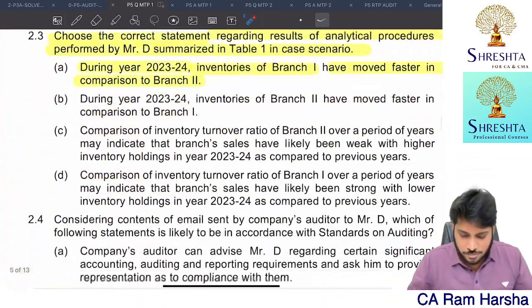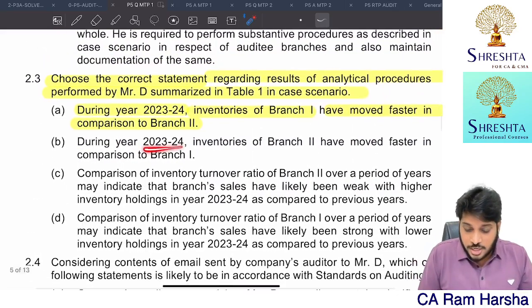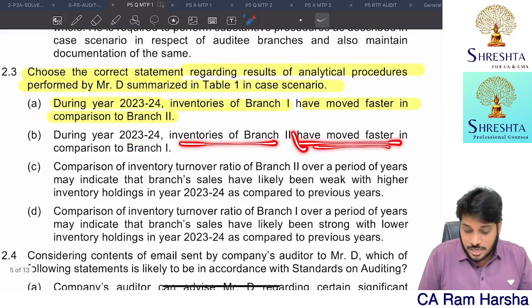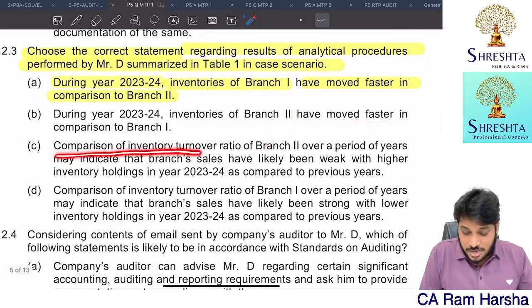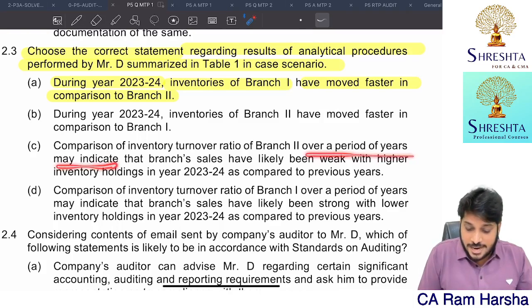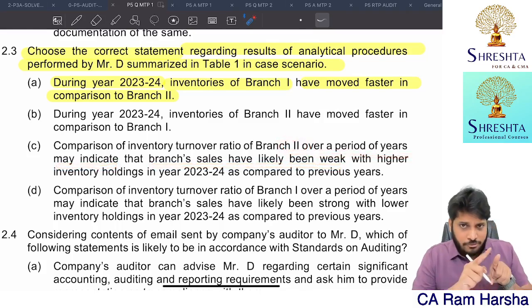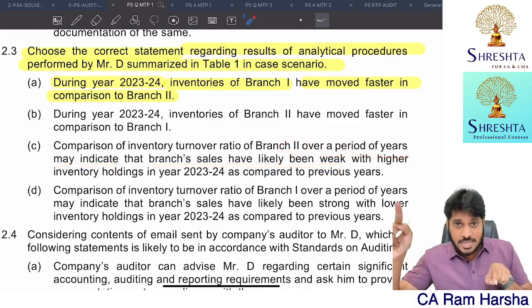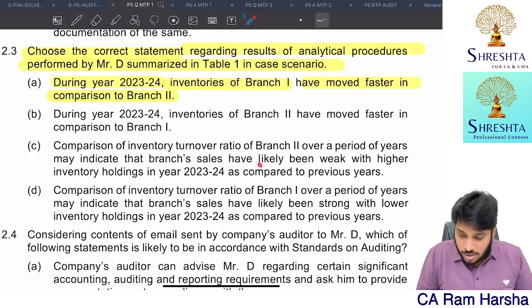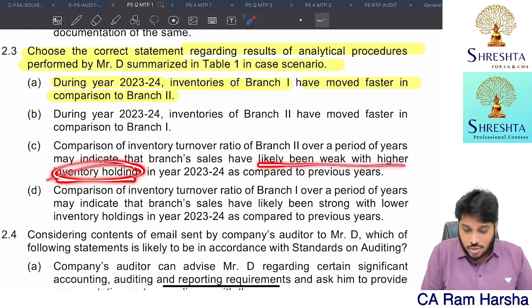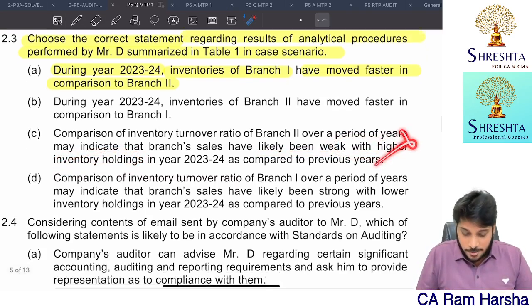We'll see the remaining also. During the year 23-24, inventories of branch 2 have moved faster. That's wrong. Comparison of inventory turnover ratio of branch 2 over a period of years may indicate that branch sales have been weak. No, branch 2, if you remember, 4, 6, 10, inventory turnover increased, sales have increased. So weak sales with higher inventory holding, that's wrong. Inventory is moving much faster, that is wrong.